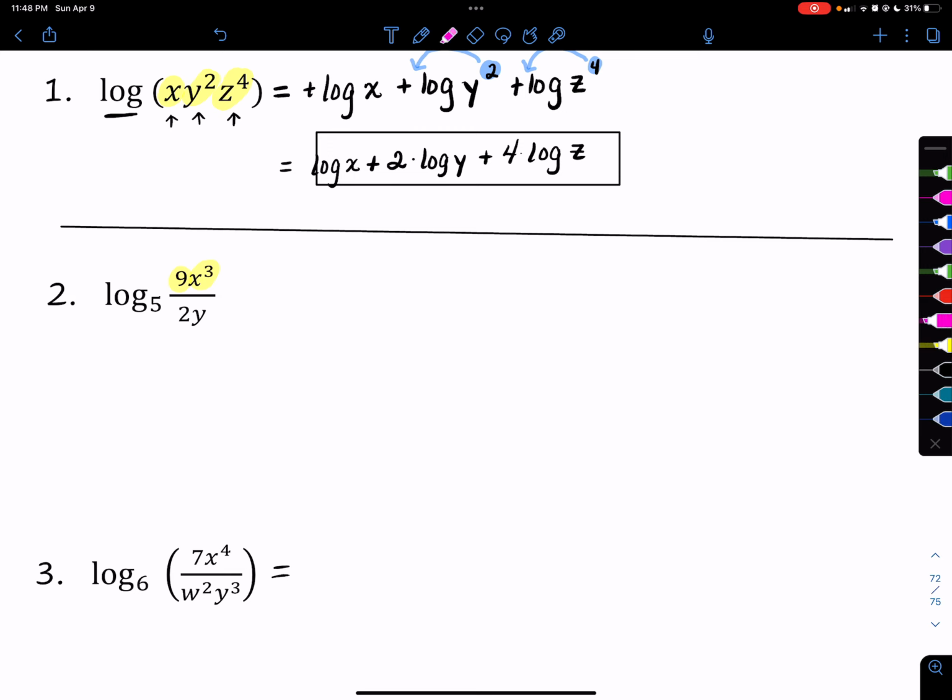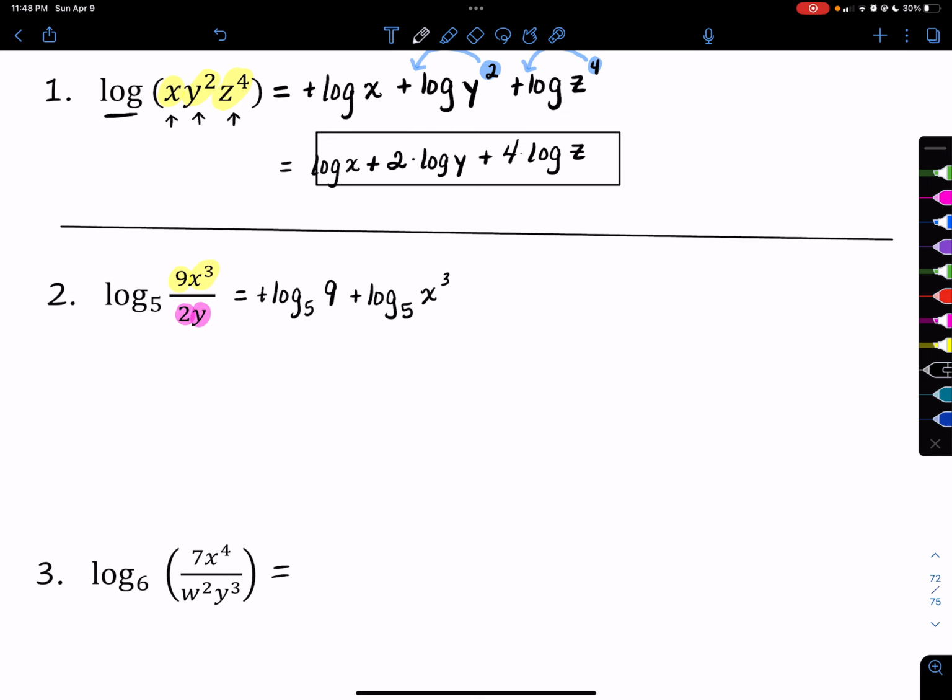Do I have any division happening? Yes. I am dividing by 2 and by y, which tells me I'm going to be using the quotient property, which includes some subtraction. There's also a power, which is a power of 3, and I'll get to that after I expand it first. Now this time I have log base 5, so when I write it out, I will have positive log base 5 of 9, positive log base 5 of x to the third.